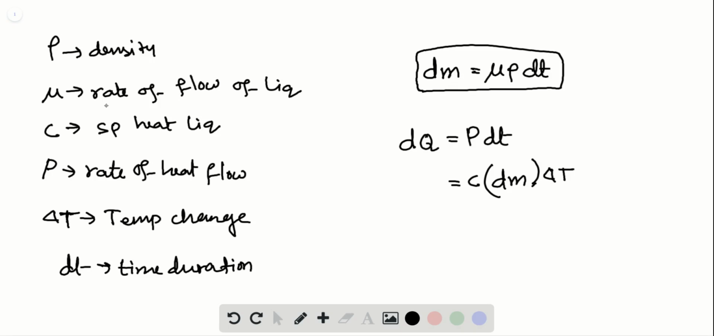we see that mu is the rate of flow of the liquid. So in mu times dt, that's the total amount of liquid that is flown. Now, if we multiply the density with the amount of liquid that has flown, that gives us the total mass, or that gives us the total change in mass that's been heated. So from here, if we equate these two quantities, we see that we have C times mu delta T times dt. So we got that from this expression.